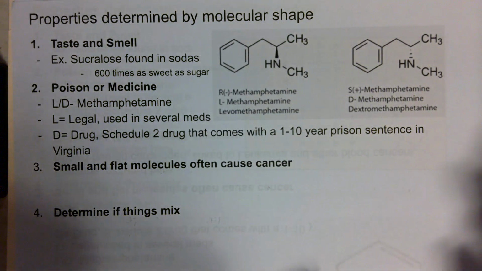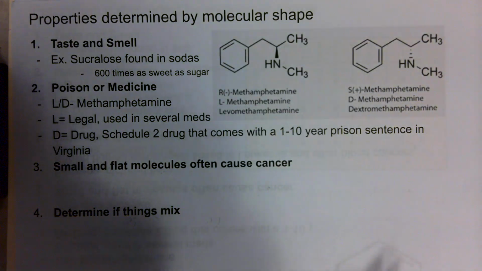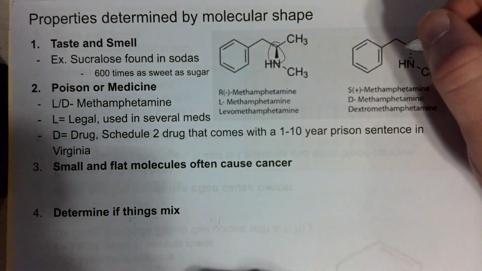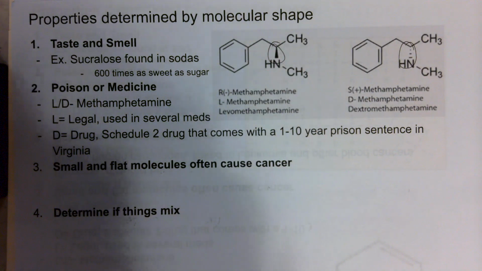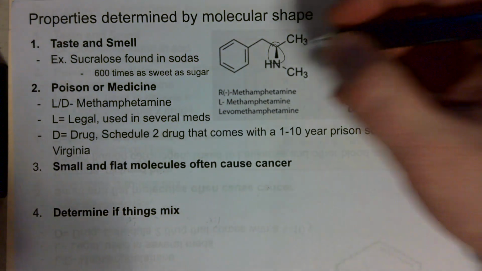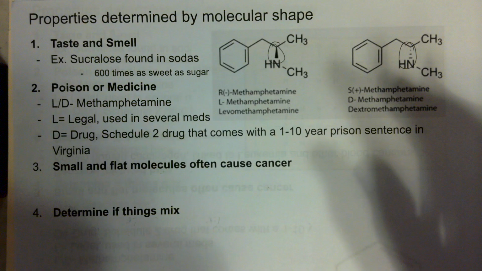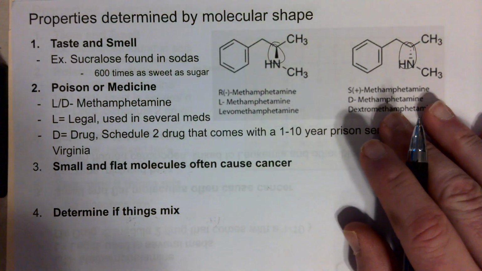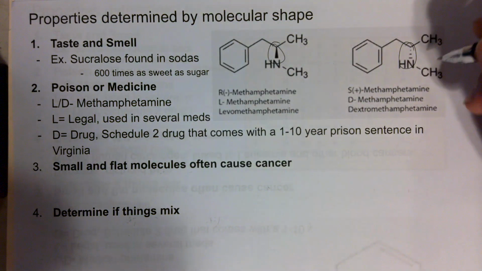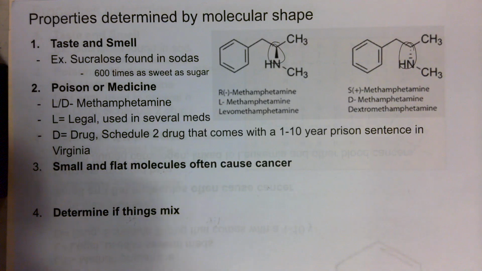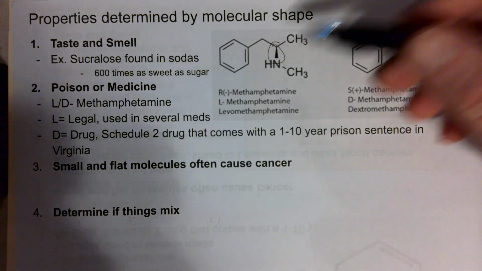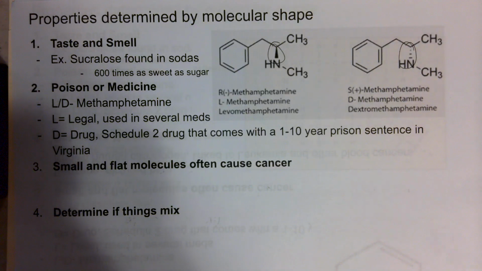Now the R and S has to do with chirality, so it talks about whether this nitrogen is pointing towards you. That's what this bold triangle represents: the nitrogen is actually coming off of the paper towards you, and the dotted one is going behind the molecule. So that could change how that reacts in our brain.